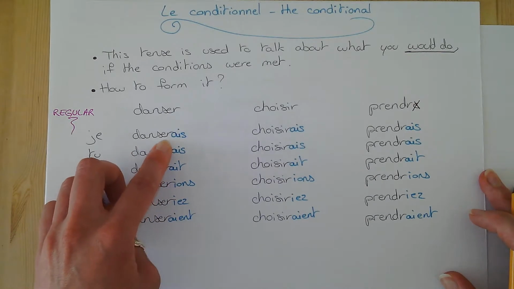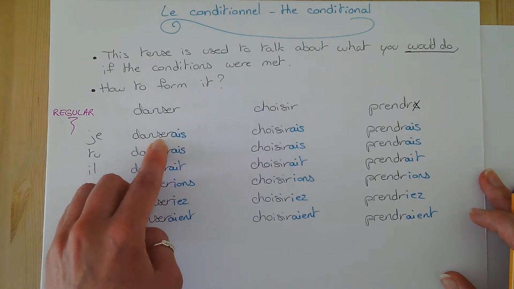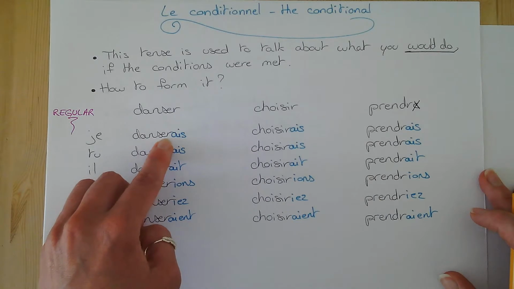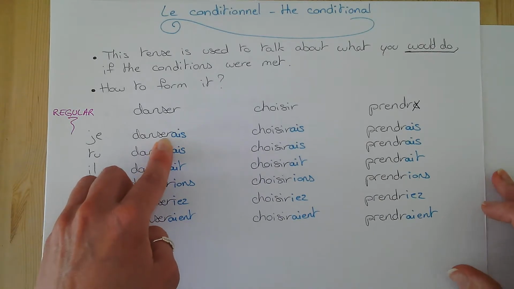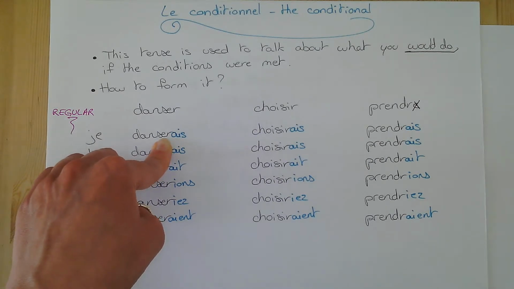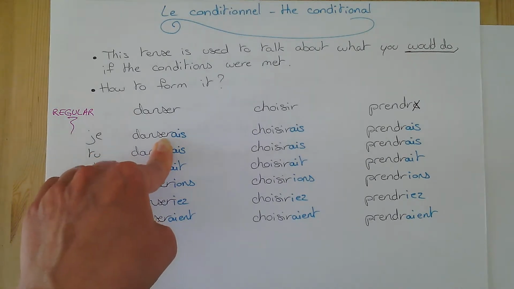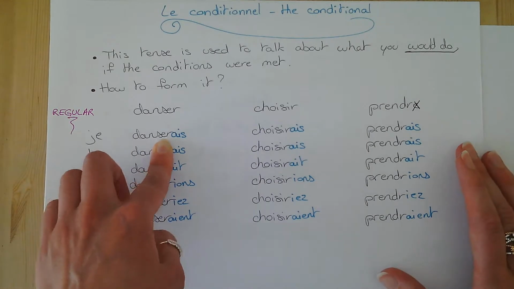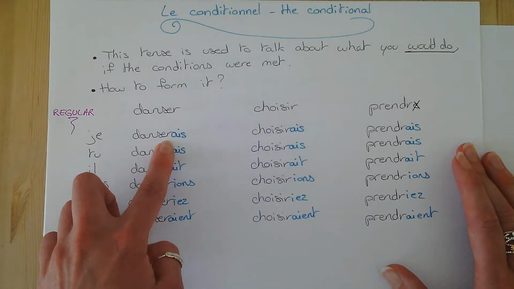Careful, if you want it to sound like a conditional, you really need to pronounce the E. I know we tend to skip the E's normally, but here we need to hear it. Otherwise, it will sound either like nothing French, or like a different tense. So make sure you pronounce it. So, je danserais, I would dance.